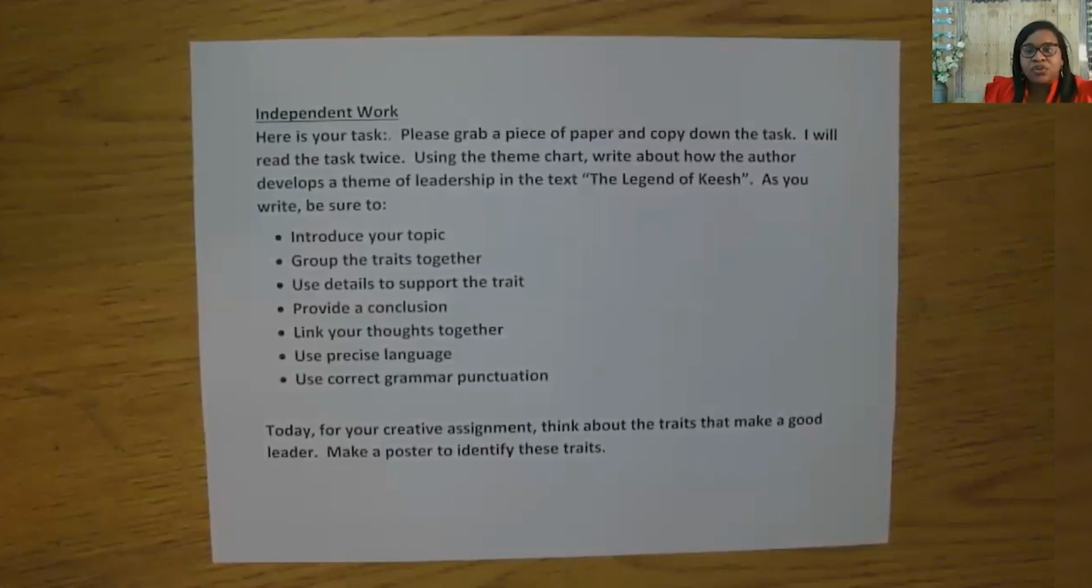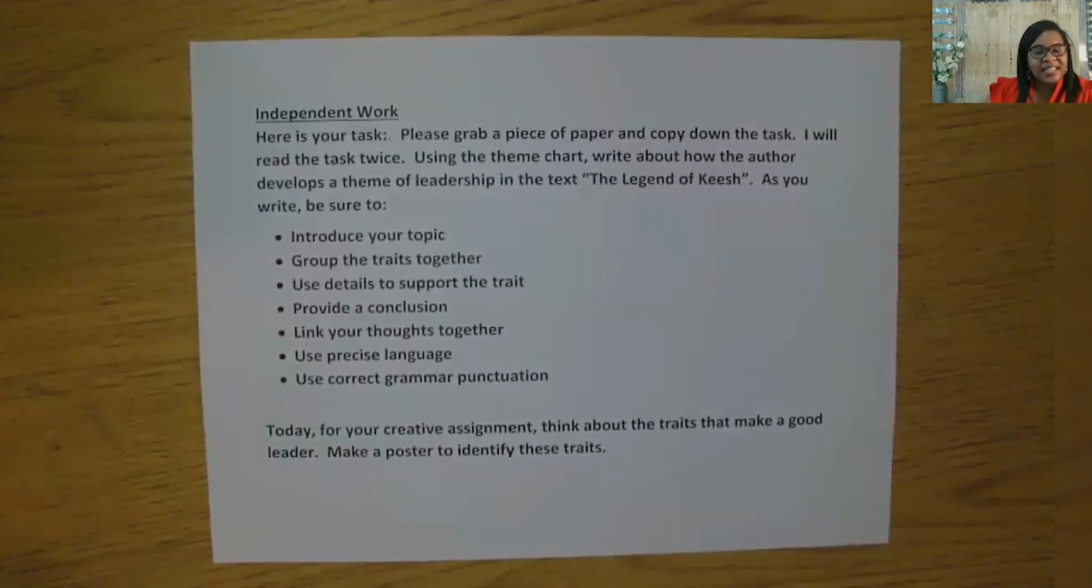Again, I want you to use the theme chart and write about how the author develops a theme of leadership in the text, The Legend of Keesh. As you write, be sure to introduce your topic, group the traits together, use details to support the trait, provide a conclusion, link your thoughts together, use precise language, use correct grammar and punctuation. And today, for your creative activity, I want you to think about the traits that make a good leader and make a poster to identify these traits.